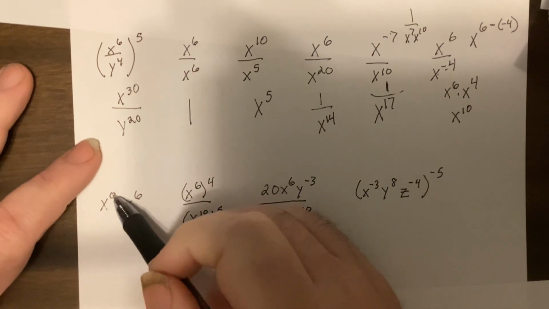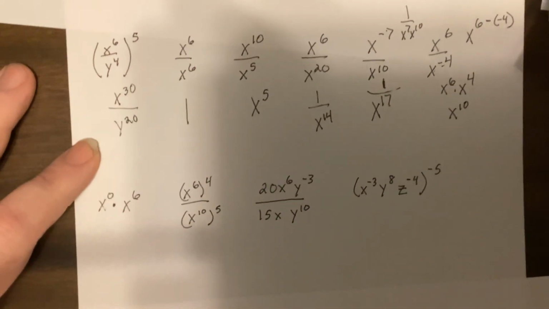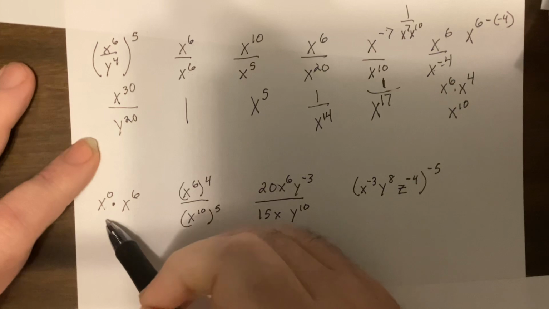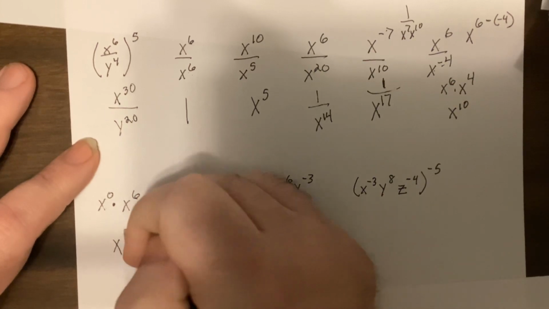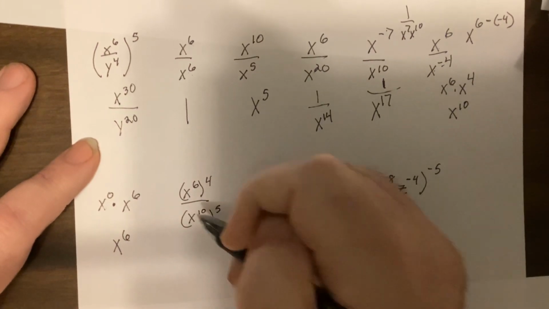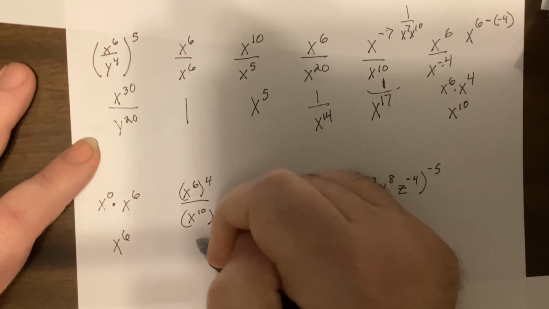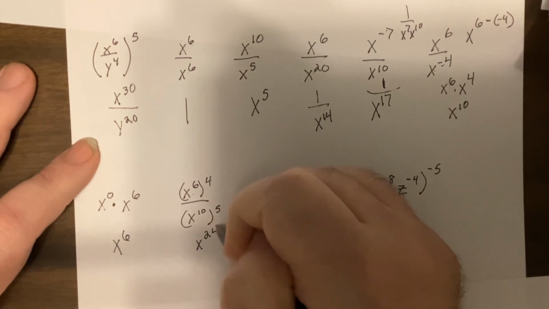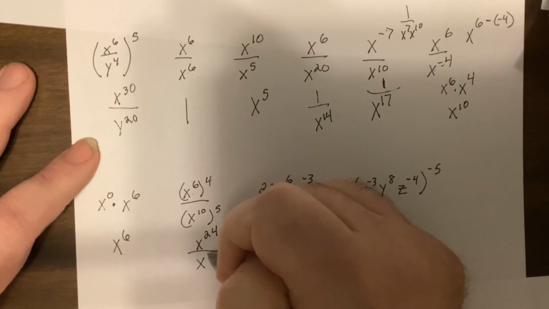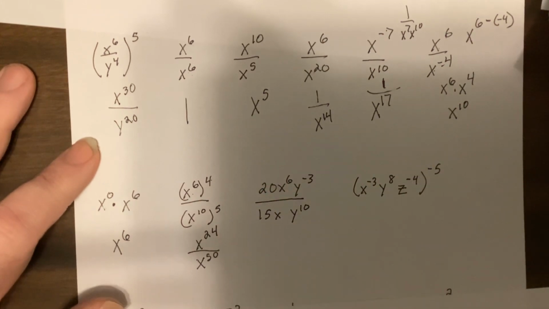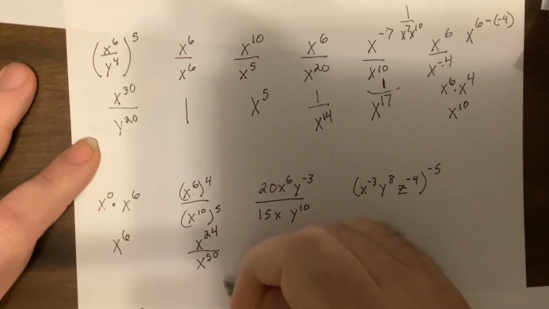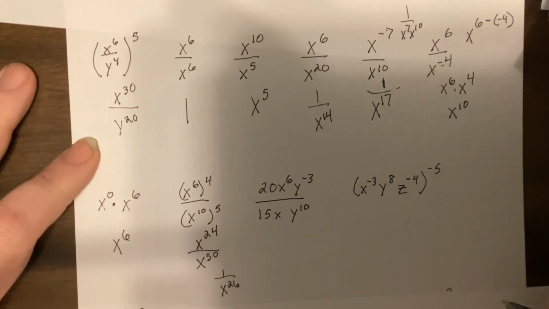Okay, anything to the 0 power is the number 1. So 1 times x to the 6th is x to the 6th. Hey, when you have a base to a power, you multiply. So it'd be x to the 24th over x to the 50th, so it's 1 over x to the 26th.